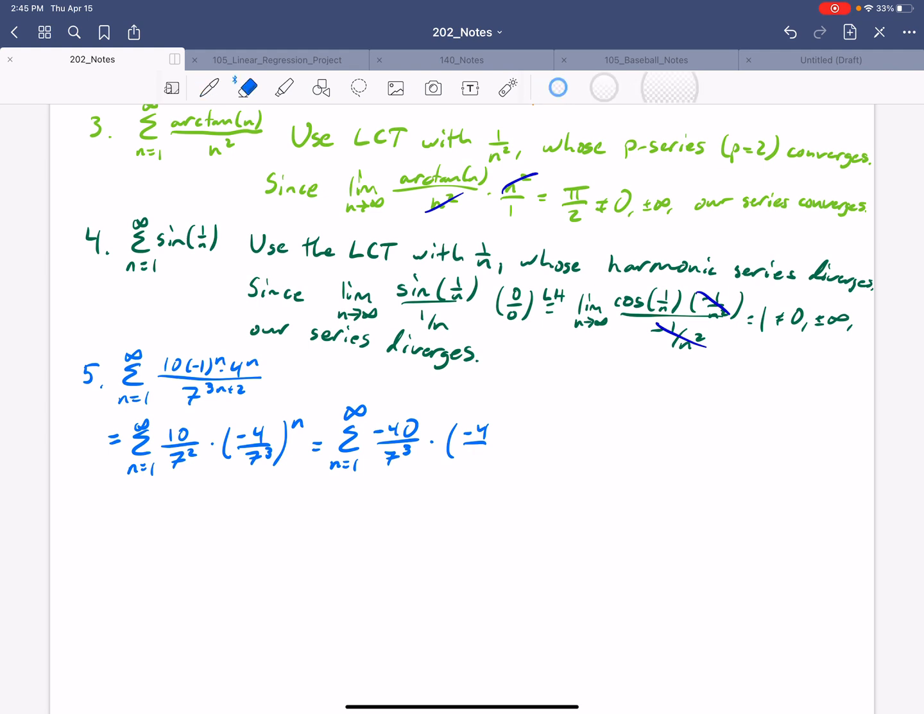Oh, shoot. Actually, sorry. That's not 7 cubed. That's 7 to the 5th, to the n minus 1. Right? That's still a 3 right there. Right? We had to take out a factor of negative 4 over 7 cubed. We had to take that out. All right? So we have that.